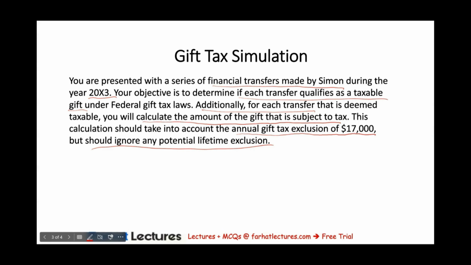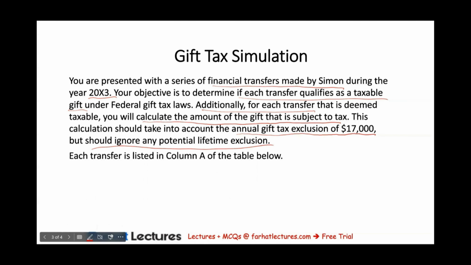The lifetime exclusion is the total amount an individual can give away over their lifetime without owing gift tax. This exemption is in addition to the annual exclusion amount for gifts and encompasses all taxable gifts made during a person's lifetime as well as their estate transfers at death. So here we're going to ignore the lifetime exclusion and we're going to assume that any amount above $17,000 is taxable.